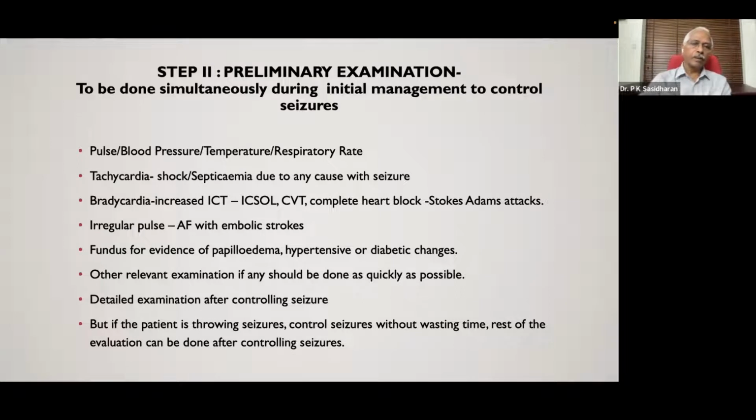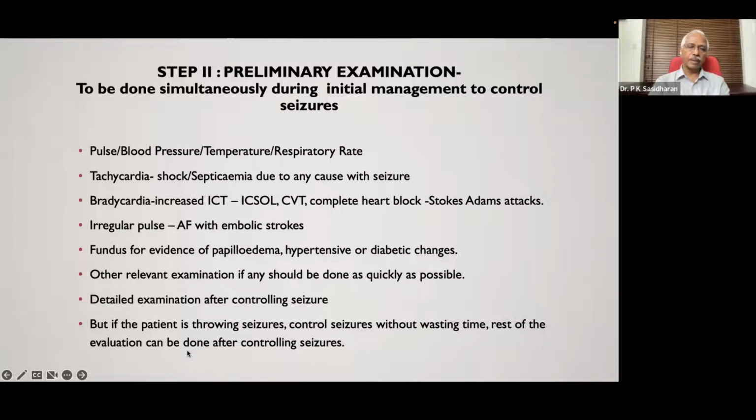And when you get an opportunity, look at the fundus for evidence of papilledema, hypertensive or diabetic changes, because this will give important clues regarding the cause of seizures. Other relevant examinations, if any, should be done as quickly as possible while you are controlling seizures, but detailed examination only after controlling seizure. But if the patient is throwing seizure, control the seizures without wasting time.